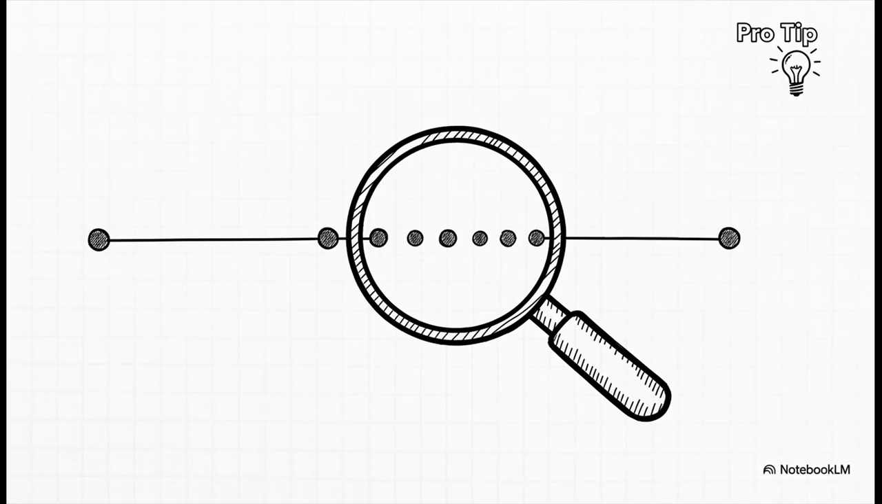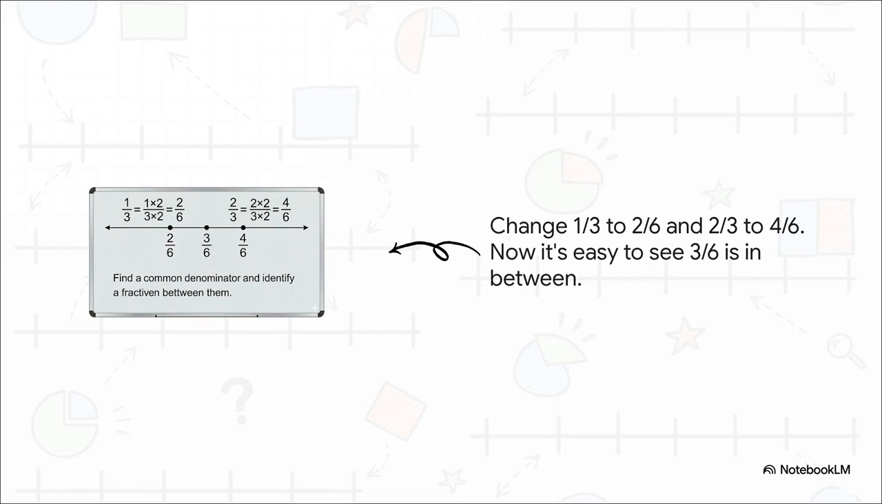Okay, on to our second secret weapon. Here's another pro tip for you. The common denominator method is your go-to when an exam asks you to find, say, 5 numbers between 2 fractions, or even 10. Remember how it looked like there was no space between 1/3 and 2/3? Well, what if we could zoom in? That's basically what this method does.